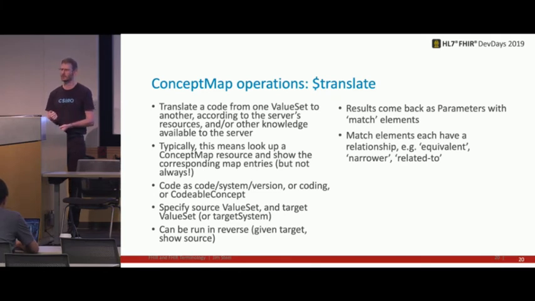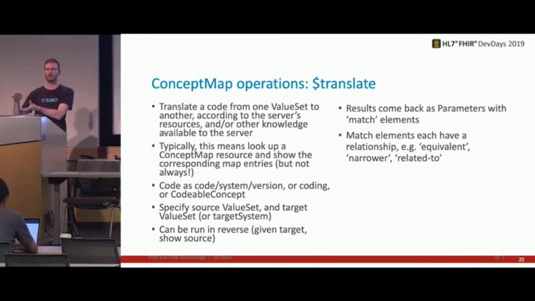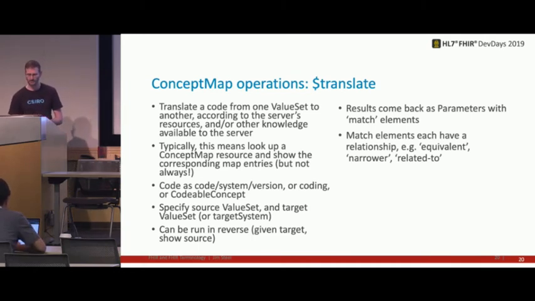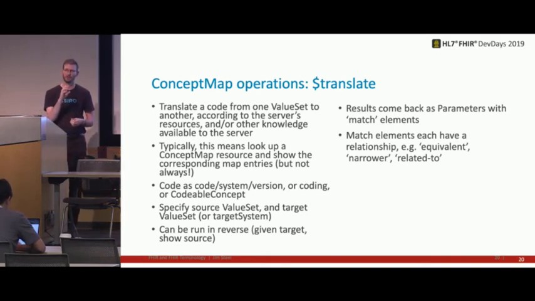If we don't specify the URL, the server's actually at liberty to decide what it does. Most servers will look at all the concept maps they have, and it'll show you all the mappings that exist in any concept map that the server knows about. Most. But it's not part of the spec, so you shouldn't rely on that. When the results come back, they come back as a parameters object. And importantly, the parameters object will include the relationship that exists between the two codes according to the concept map.